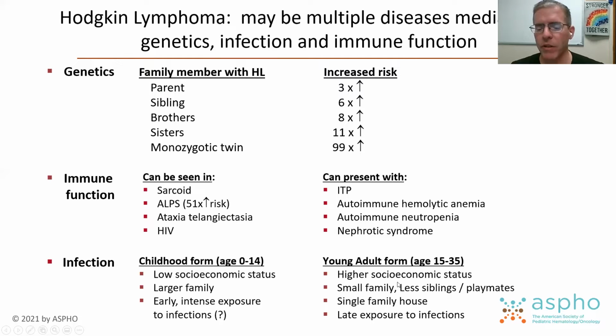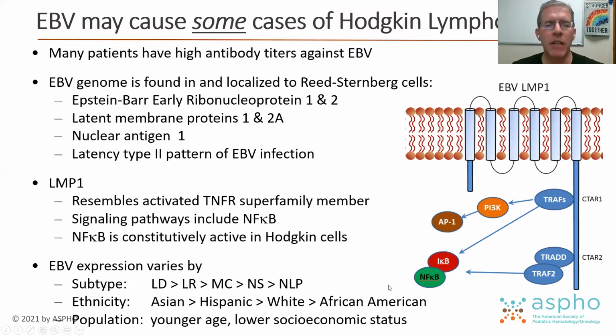Lower exposure to different types of infections may decrease your immune repertoire and predispose you to a risk of Hodgkin lymphoma. In addition, EBV may cause some cases of Hodgkin lymphoma. So many patients with Hodgkin lymphoma have high antibody titers against EBV. The EBV genome is found in and localized to Reed-Sternberg cells. Up here it says the latent membrane protein 1.